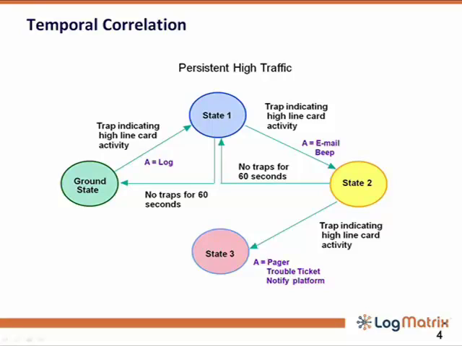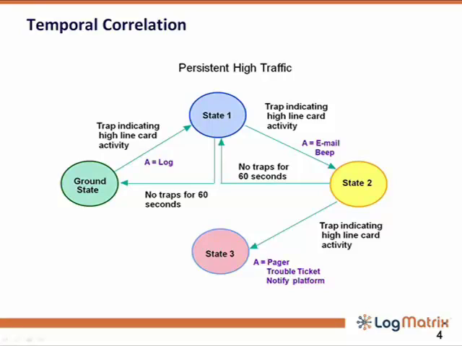This allows me to set up a series of states and checks and timers that says, I got a trap, high line card. I'll sit in this state for 60 seconds. If nothing happens, I go back to ground. But if I get a second trap quickly, before 60 seconds, I will fire the trigger that takes me from state 1 to state 2, based on that trap indicating high line card activity.